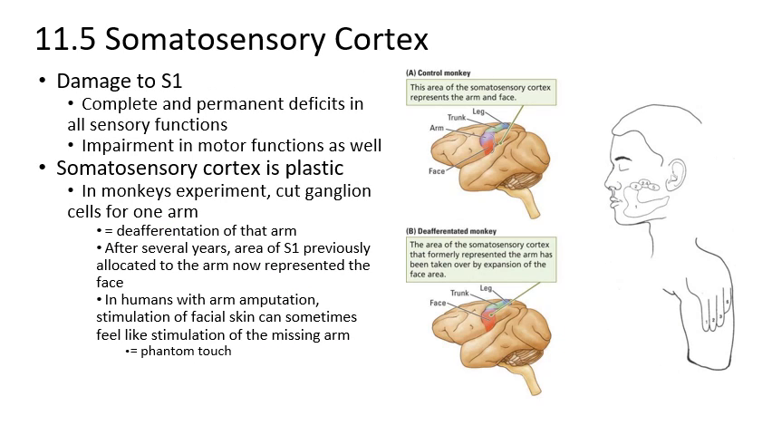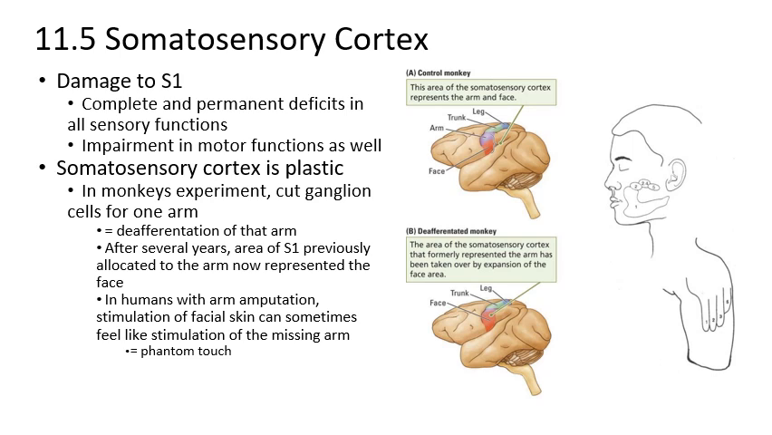Damage to S1 can cause complete and permanent deficits in all sensory functions. So S1 is incredibly important to somatosensory function. Impairments in motor functions can happen as well when there's damage to S1 because of this intimate interplay between the somatosensory system and the motor system. The motor system is reliant on somatosensory inputs. However, the somatosensory cortex is plastic, just like the motor cortex.